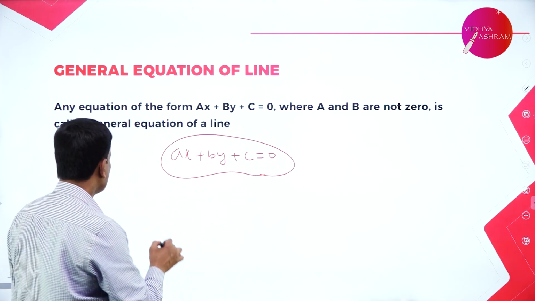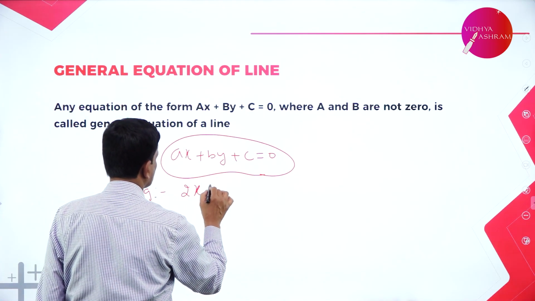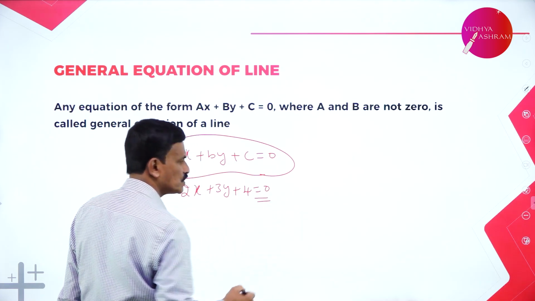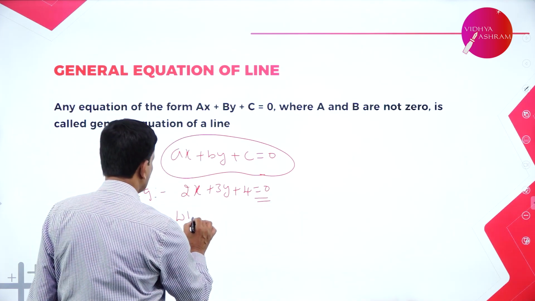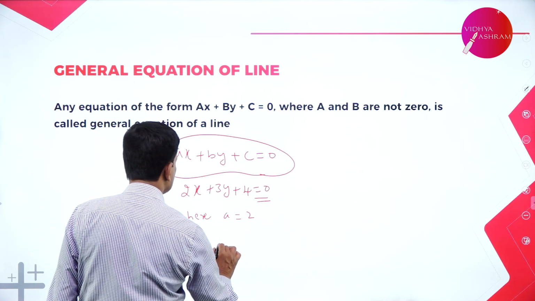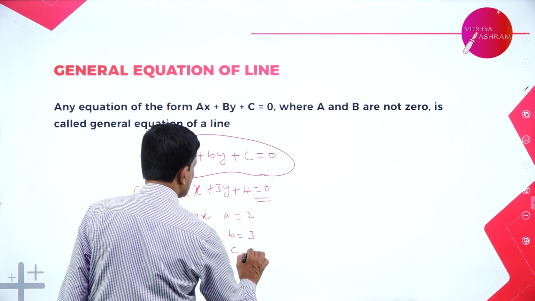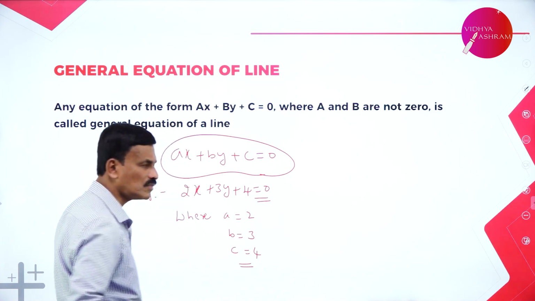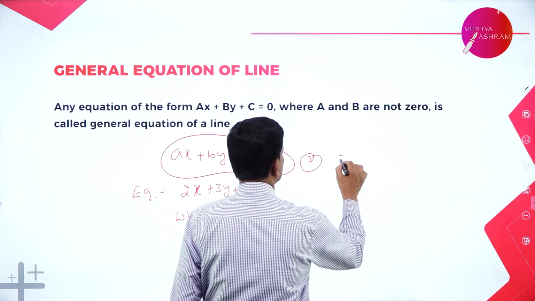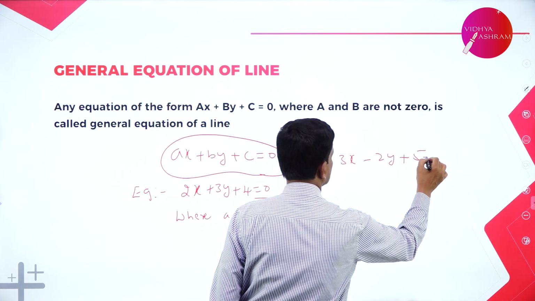For example, any equation like 2x plus 3y plus 4 is equal to 0 is a general equation of a line. What is a here? A is nothing but the coefficient of x. And what is b? B is nothing but the coefficient of y. And what is c? C is the constant. Right. Now, similarly, another example, 3x minus 2y plus 5 is equal to 0.